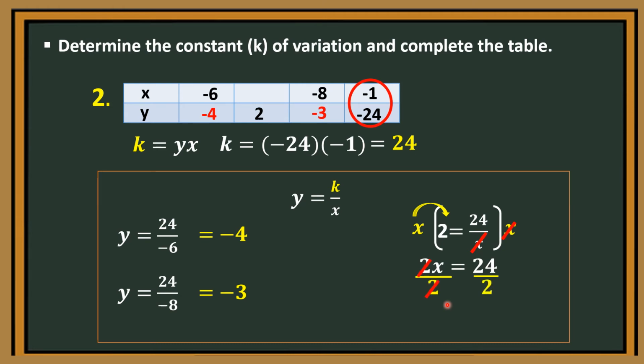So you can cancel 2. On the left side, what remains is x. Then 24 divided by 2, that is 12. Therefore, x is equal to 12. Let us write here 12.